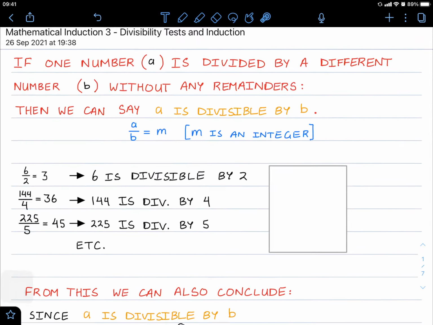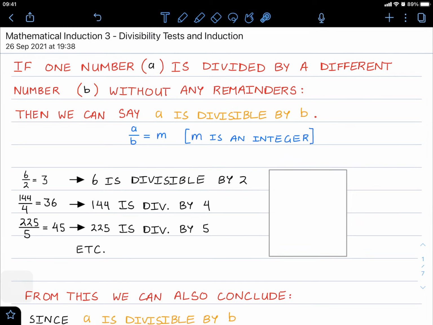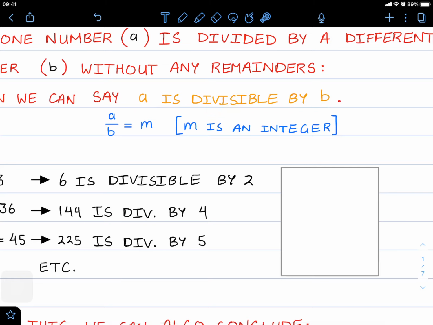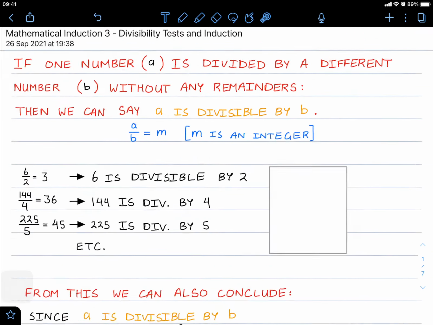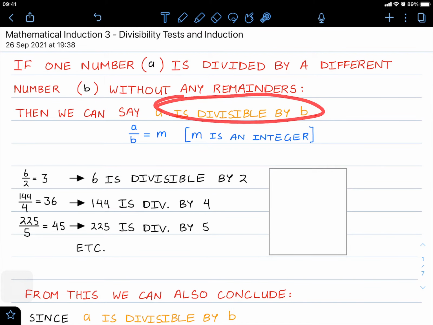Before we continue, we need to really quickly go over what divisibility is. If one number, let's say any number a, is divided by a different number b, except b can't be 0, and if it's divided without any remainders, then we can say that a is divisible by b. For example, if we take a divided by b and we get some number m, where m is an integer, we can say that a is divisible by b.